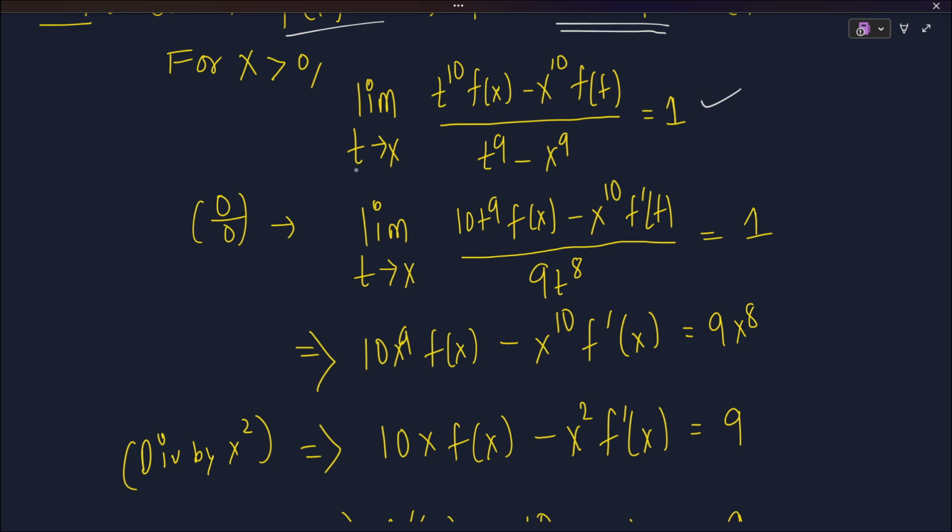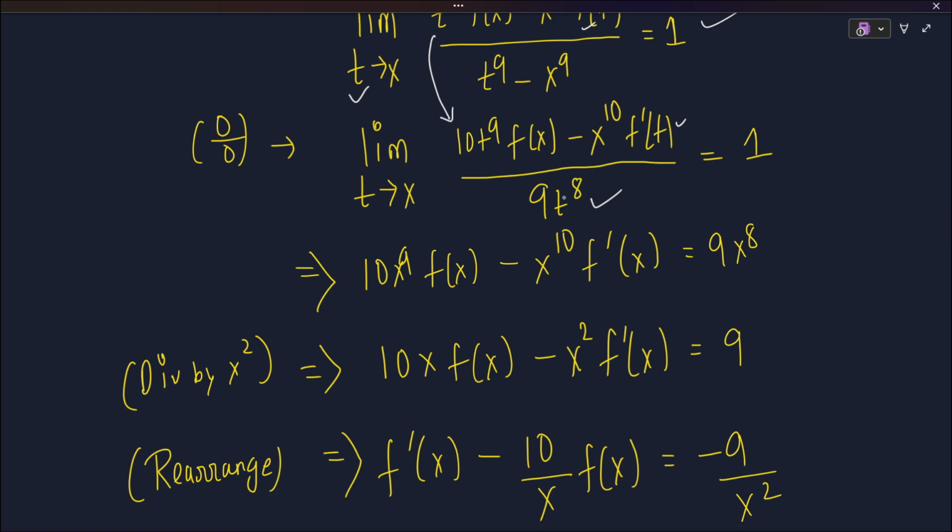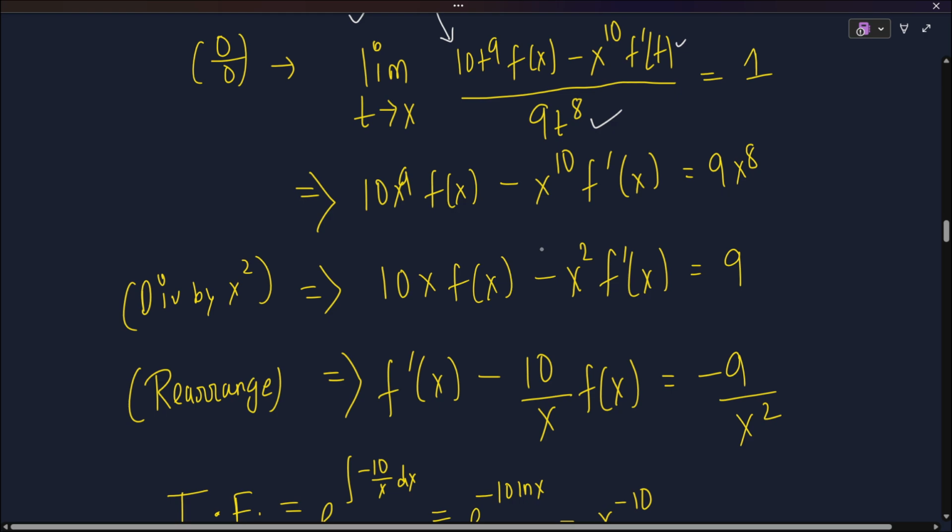For the numerator, you can see the variable of the limit is t. So basically, we do differentiation with respect to t. The first term becomes 10 t to the power 9 into f of x, where f of x is simply a constant. And then this becomes f dash t, because x to the power 10 is a constant. And in the denominator, we have 9 into t to the power 8. Now, it's no longer in a 0 by 0 form since we already did the differentiation. And now we can simply put the value x and we can simplify the things like this.